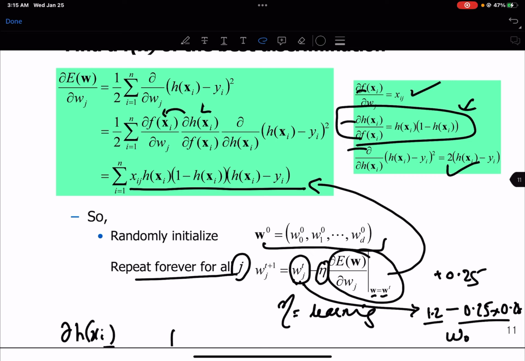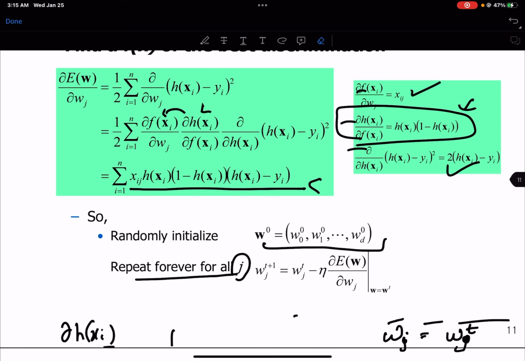So first you had w_j equal to w naught, this was your w naught, and the updated value you get is w_j at t plus 1. This was the value at t.